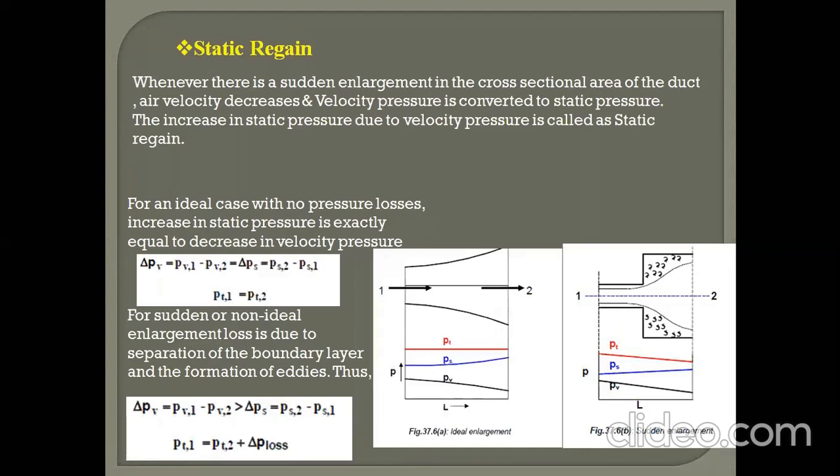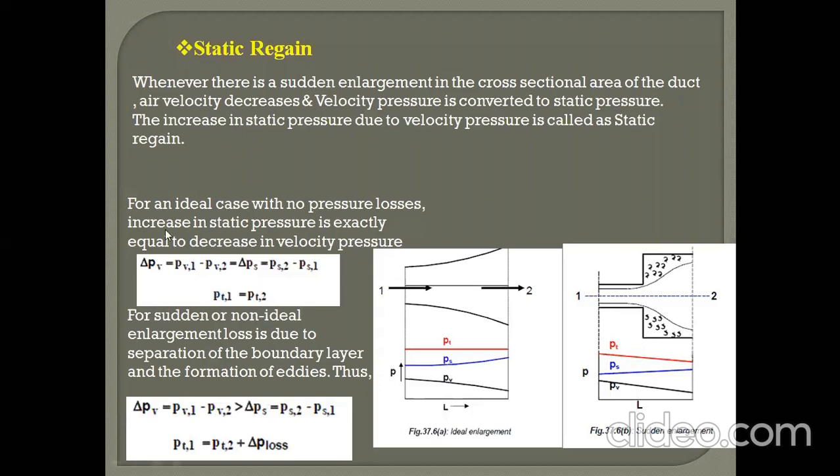Okay, so what is meant by static regain? Whenever there is a sudden enlargement in the cross sectional area of the duct, air velocity decreases. Okay, because of the enlargement, we all know that air velocity decreases, and that velocity is converted into pressure, which is called static pressure. So the increase in static pressure due to velocity pressure is known as static regain. Okay, so static regain is because of the change in cross sectional area, which results in a decrease in air velocity. Clear?